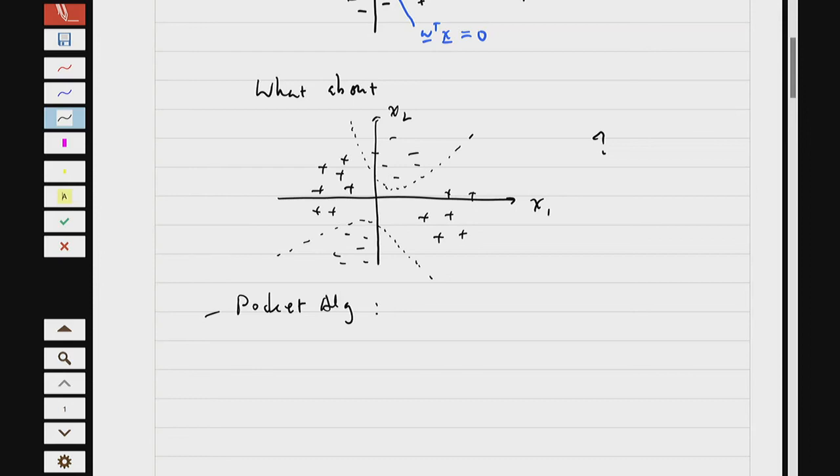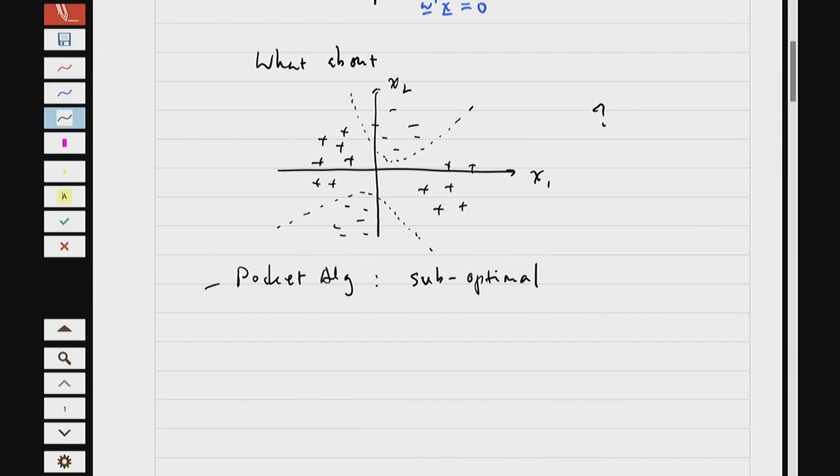You use the pocket algorithm, you can get a decent solution, as decent as it can be, given that you use a linear separator, either a line or a hyperplane. But in general, you get a suboptimal solution. That could be highly suboptimal if you have a lot of points that are across the division line and are misclassified.